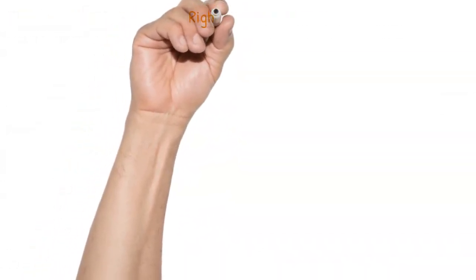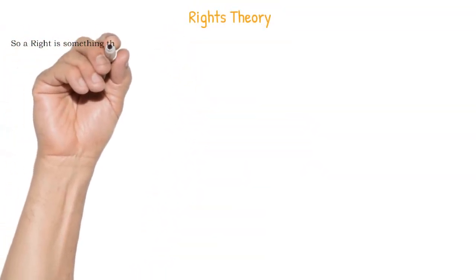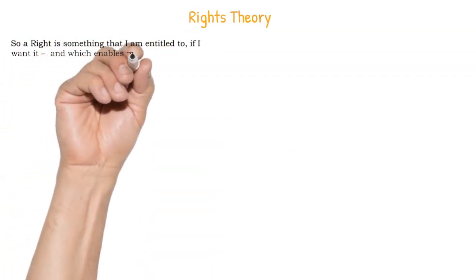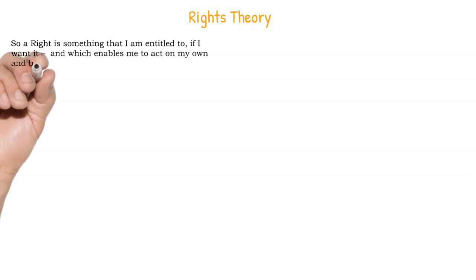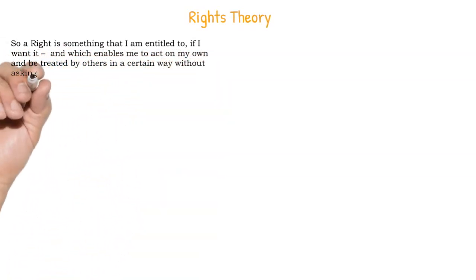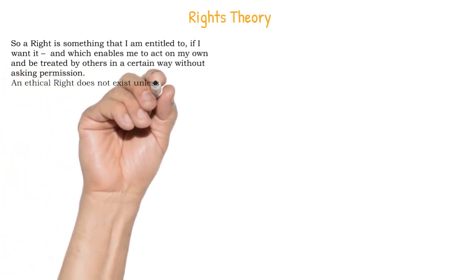Next, we studied ethical rights theory, or simply rights theory. So a right is something that I am entitled to if I want it, which enables me to act on my own and be treated by others in a certain way without asking permission. An ethical right does not exist unless there is an obligation attached to it.